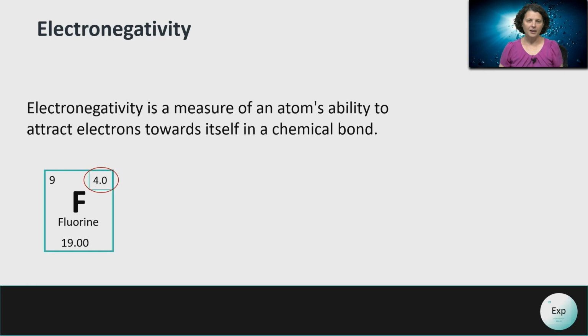In some periodic tables, you will find the electronegativity show up in addition to the atomic number, the atomic mass, and the name and symbol of the element. But this is usually not a given in every periodic table. So you may need to do a little bit of digging to find these values.